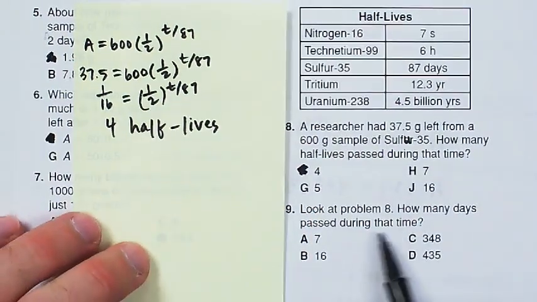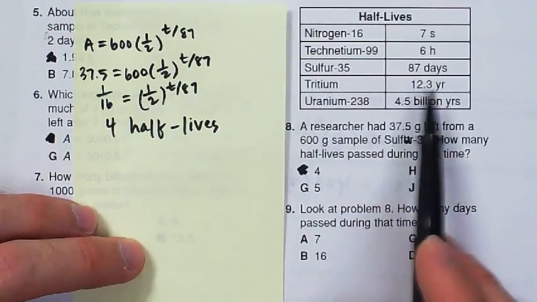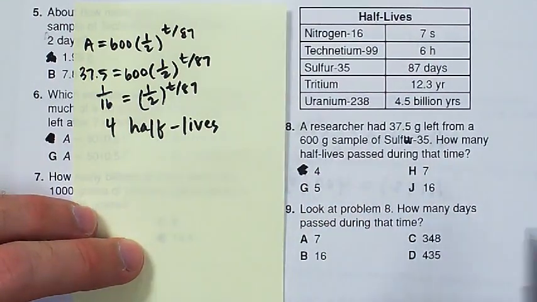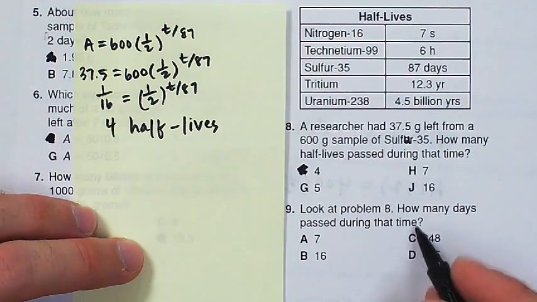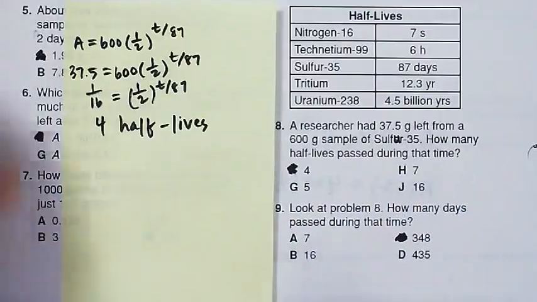And then look at problem 8. How many days passed during that time? Well, 4 half-lives would be 4 times 87. And 4 times 87 feels like a little bit bigger than 320. Yeah, by 28. And that's going to be 340.